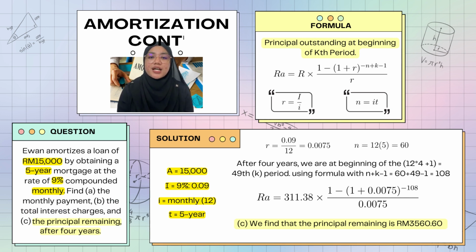The principal remaining after 4 years. We can use the formula as shown in the slide, which is R times (1 minus (1 plus R) to the power of negative (n minus k plus 1)) divided by R. A, i, and t are still the same, and then we just need to find R and n. To find R is 0.09 divided by 12 since it's compounded monthly, and we'll get 0.0075. And to find n, 12 times 5 gives the answer 60. So we have all of the items and just put them into the formula.